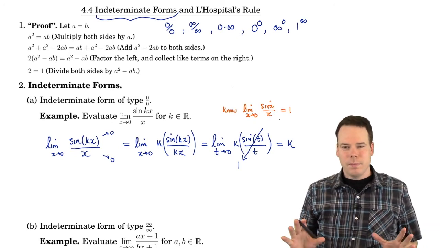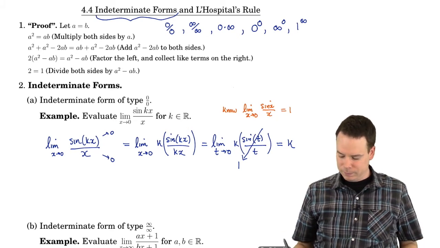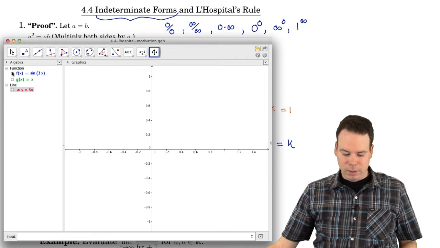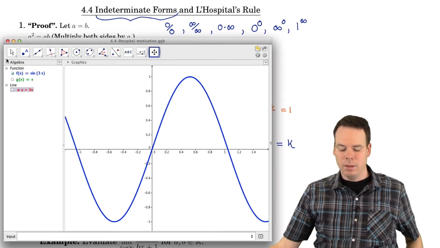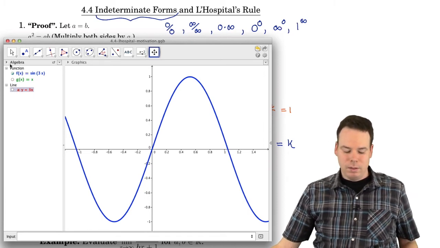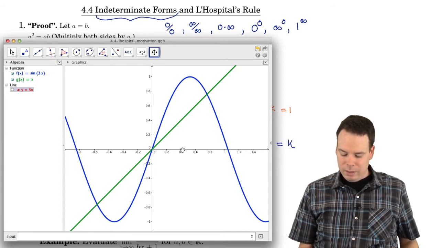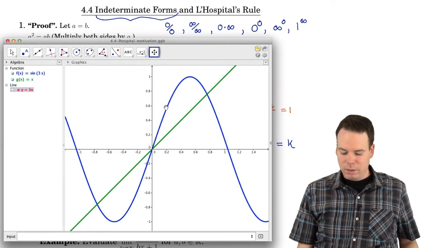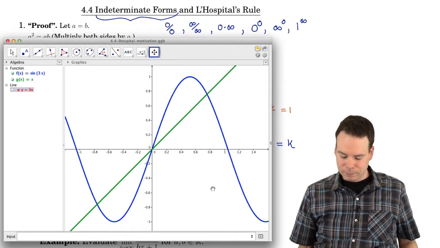Okay, well, that was sort of an algebraic way of looking at this limit. I want to look at it from a geometrical perspective. So let's just look at the plot of sine of kx. In this case, for concreteness, I took k to be 3. And I want to compare that, so that's my numerator, to my denominator, which is just x. So what I'm interested in here is, as x goes to 0, what's the ratio of the height of a point on the blue curve over the height of the point on the green curve?